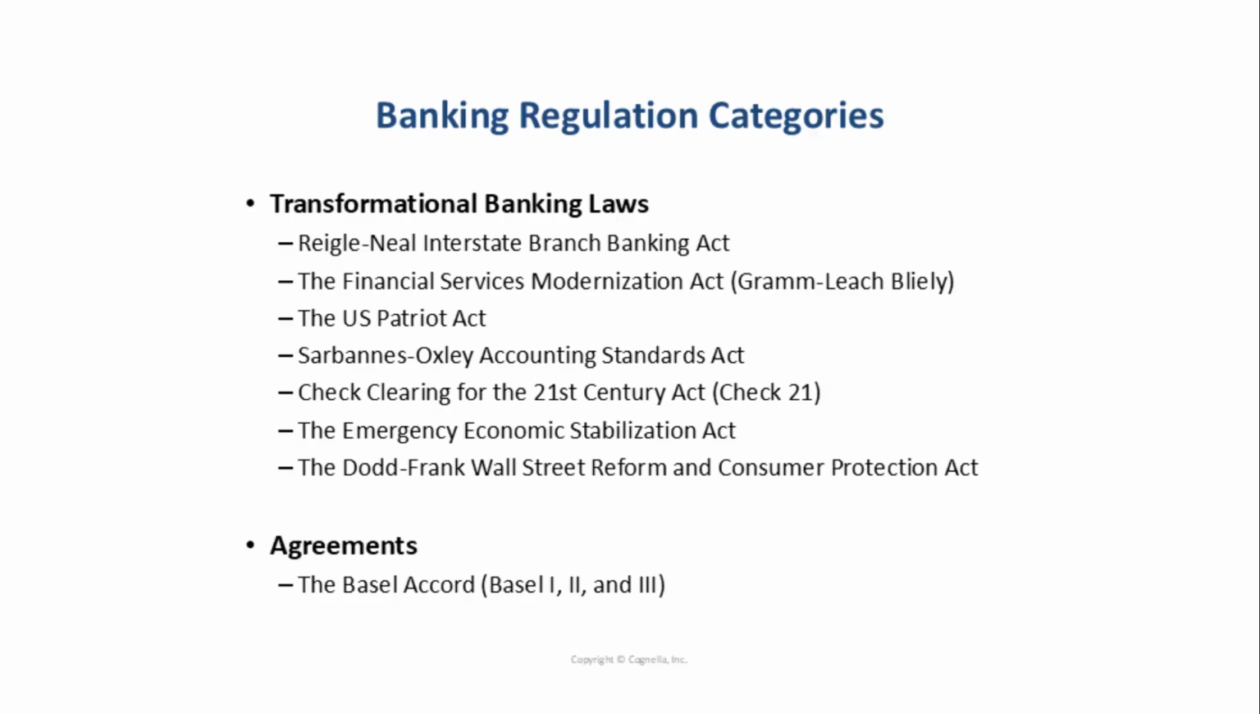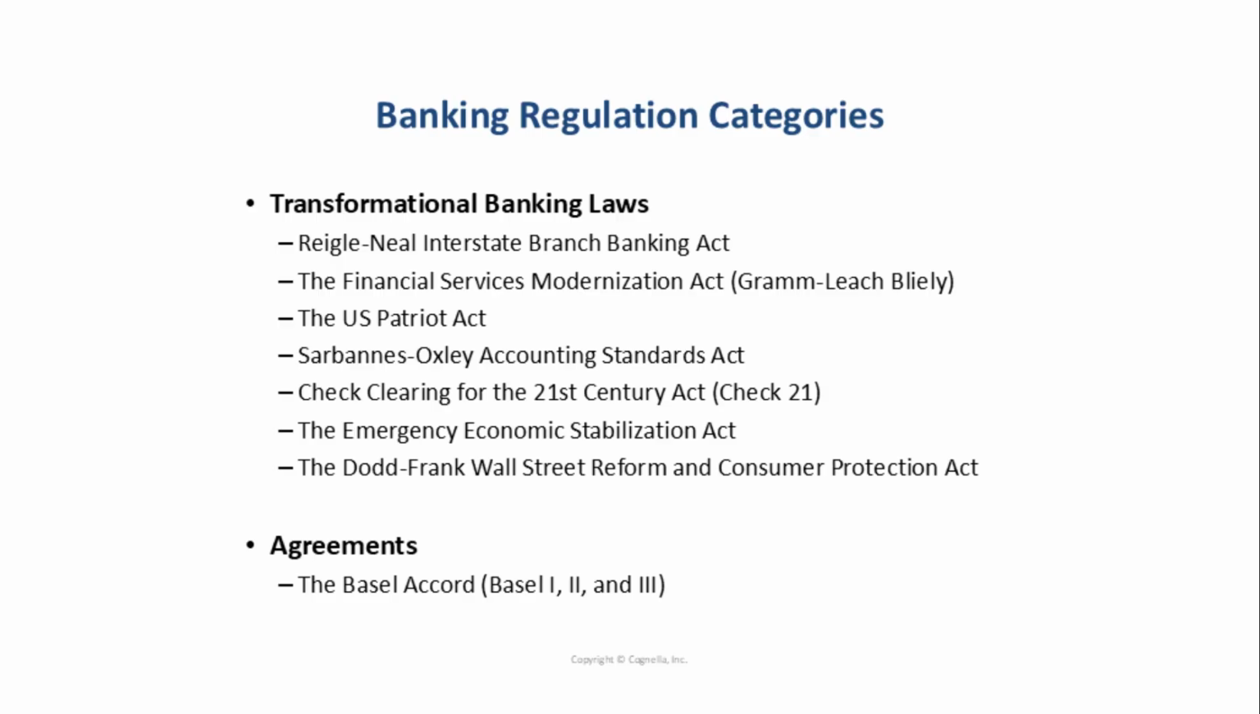The Riegle-Neal Act allowed banks to expand across state lines, creating today's large, nationwide banking networks. Gramm-Leach-Bliley repealed parts of Glass-Steagall, letting banks offer securities and insurance, but also raising concerns about risk. The Patriot Act strengthened anti-money laundering requirements after 9/11, while Sarbanes-Oxley increased accountability for financial reporting after scandals like the one at Enron. Check 21 modernized the clearing system by allowing electronic checks.